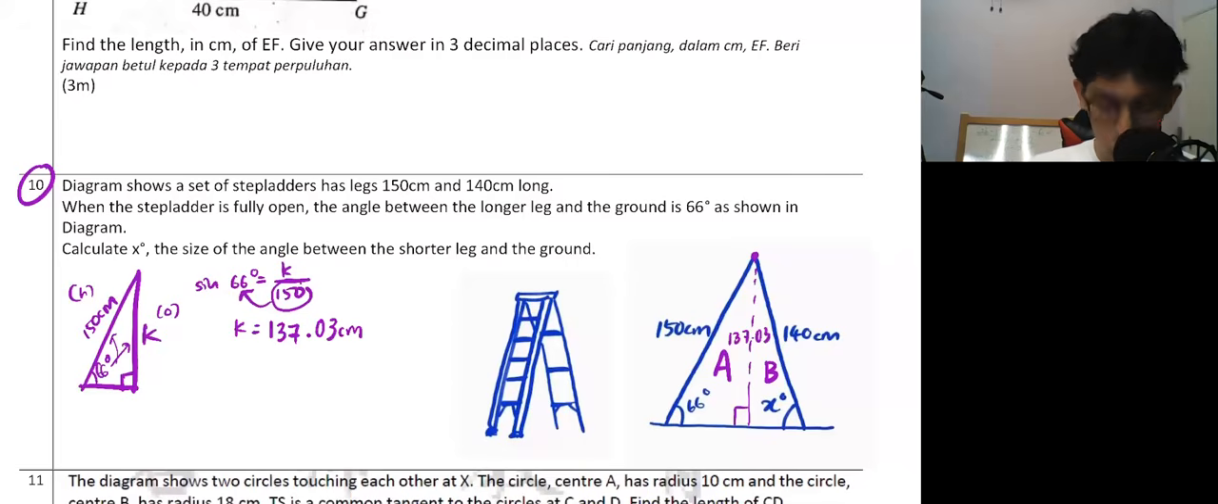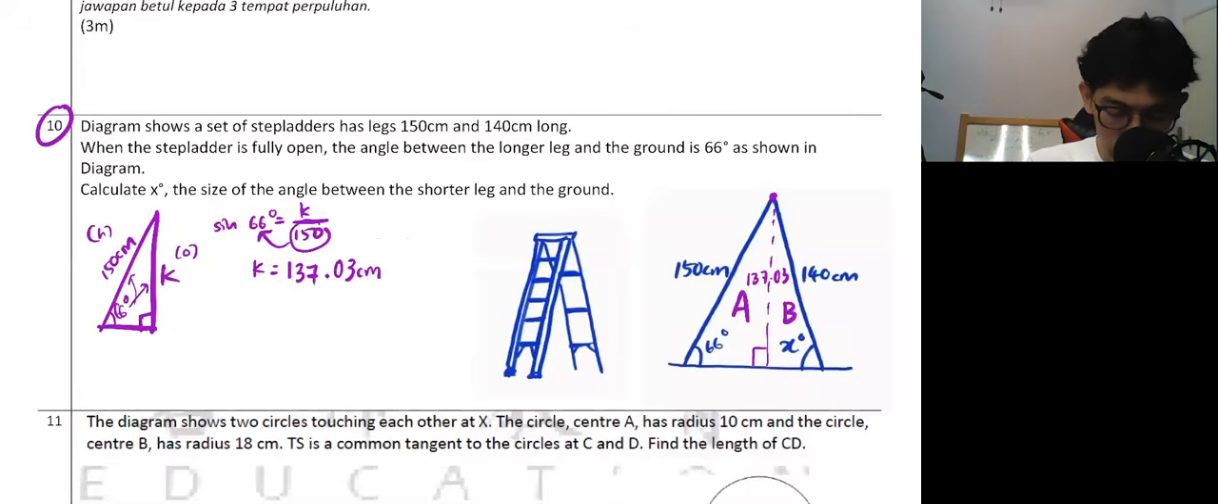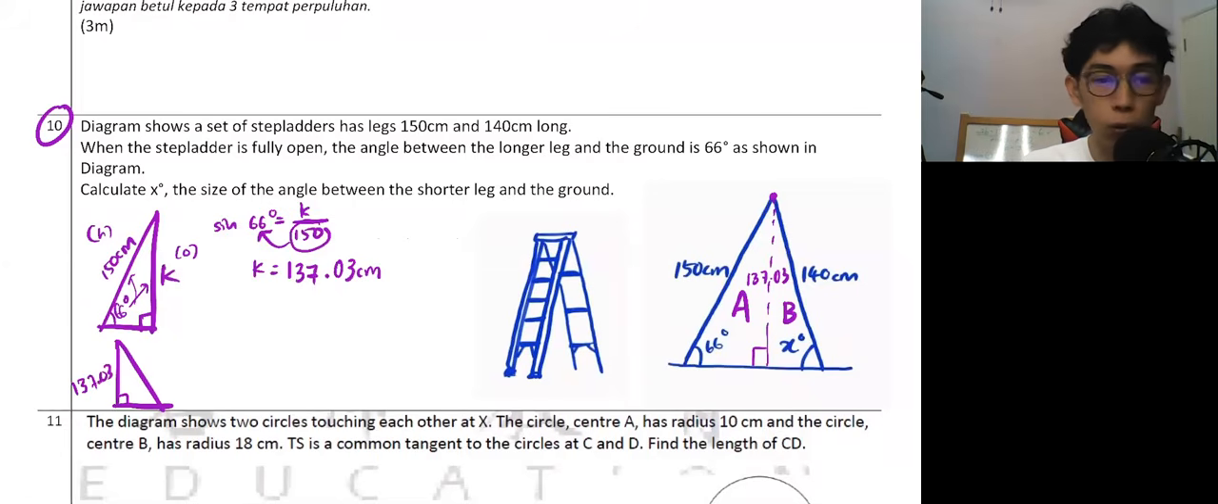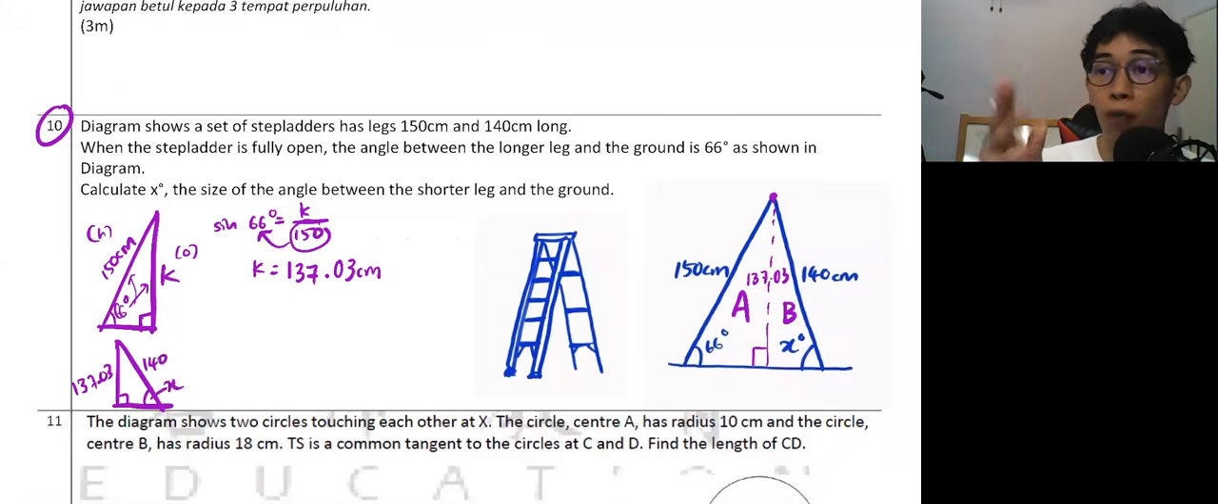Now, I will draw my part B triangle. So my part B triangle, I have 137.03. I have to use that because those are the only two lengths that I get. So I'm going to get the x now. Everyone, what will I be using to solve my x?